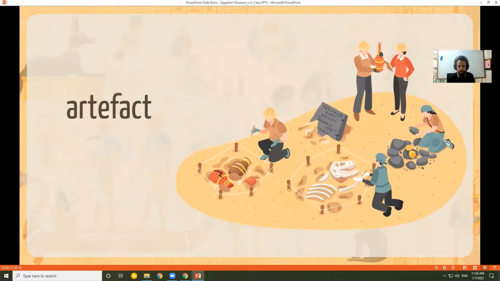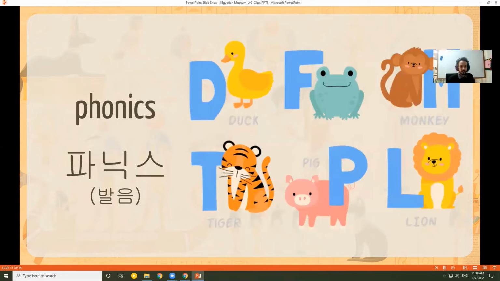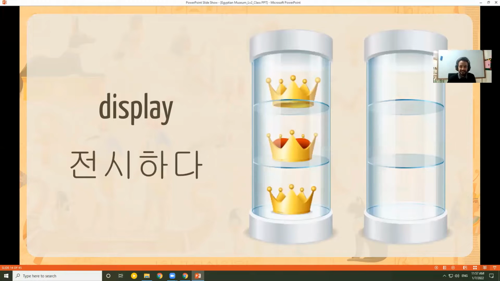An artifact. All right, these are some different historical artifacts. Antique. Antique is just a really old object. So here we have an antique record player, an antique looks like a gramophone or a radio. Old antique objects. Phonics, right? The sounds from different letters. These are some basic phonics in English, like T for tiger, lion. So we'll learn about the phonics system in ancient Egyptian writing.